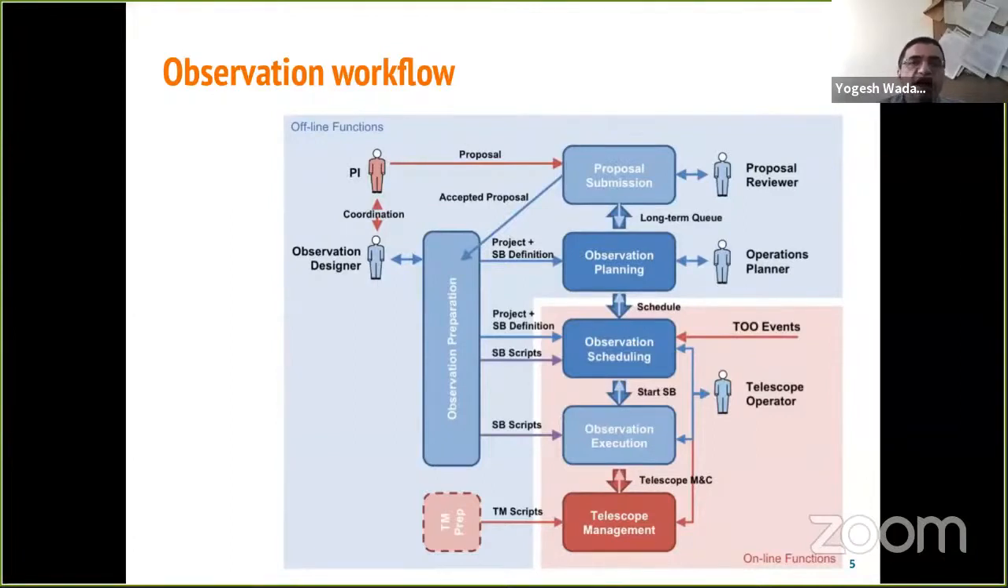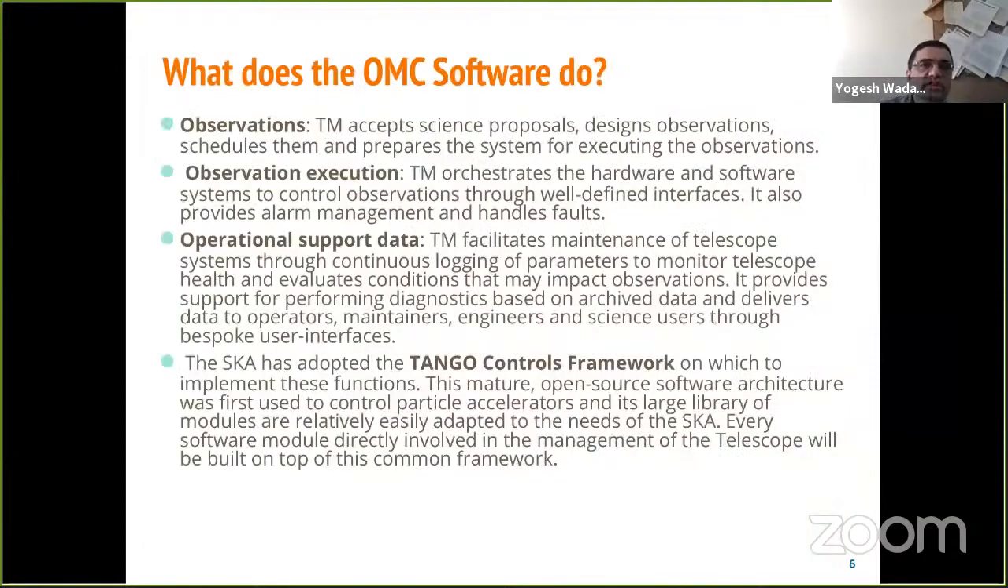All of this functionality is included in the purview of the observation management and control. So when we develop the OMC software, we have to develop software that does all of these things. So to summarize, what will the OMC software do? First of all, it will accept science proposals, design observations, schedule them, and prepare the system for executing the observations.